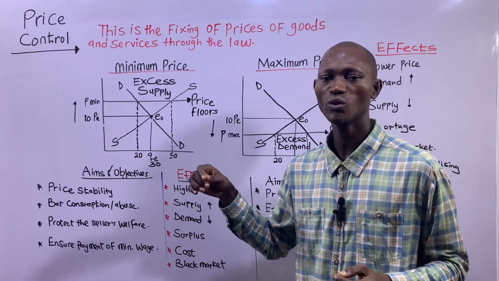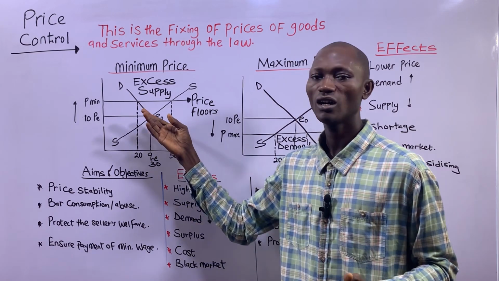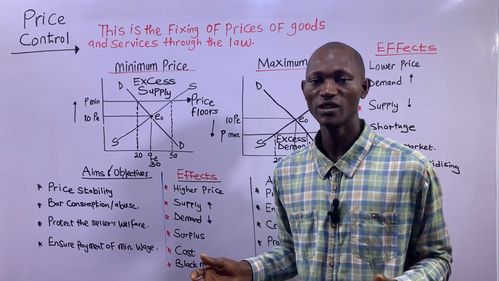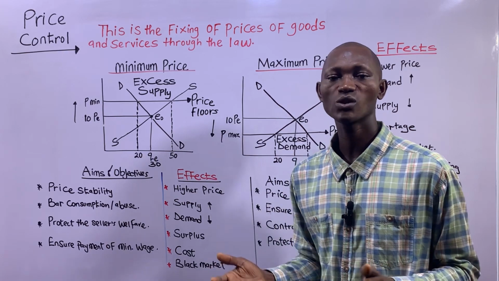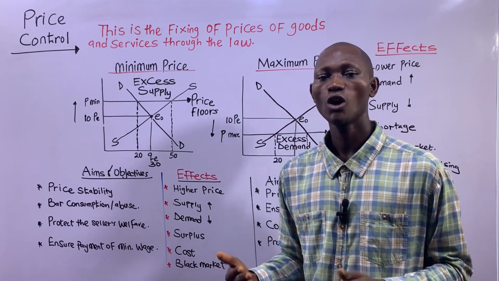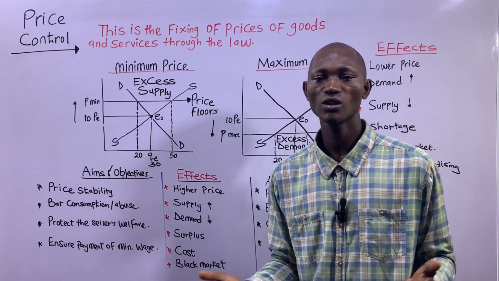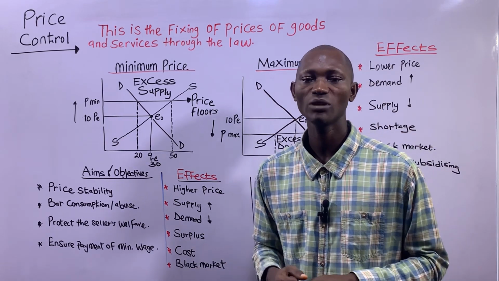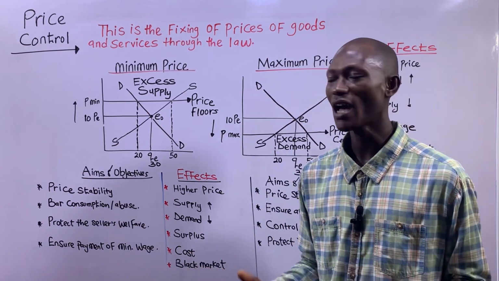That's one of the instances in which minimum price legislation can be fixed: in the case where government wants to discourage the consumption or abuse of some goods that are harmful or detrimental to human health, and that's the case of alcohol.